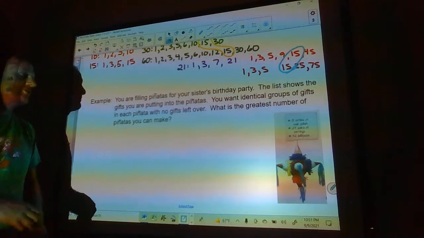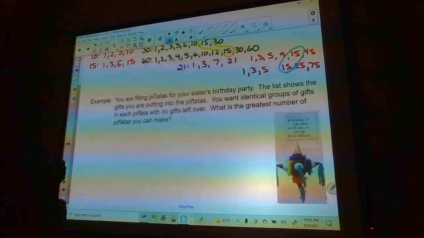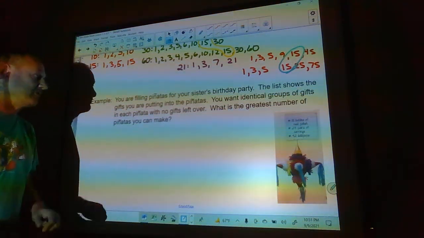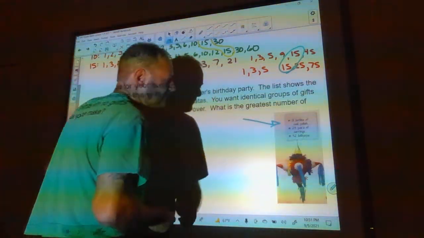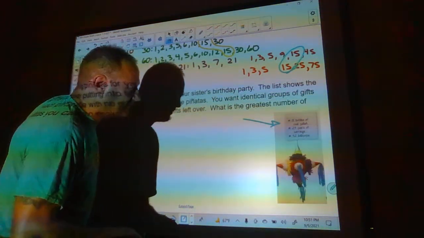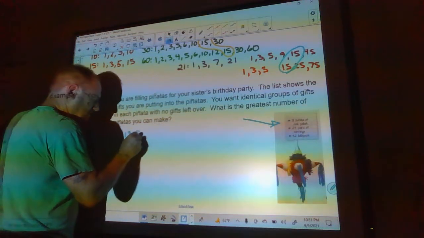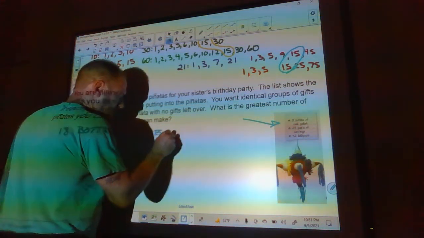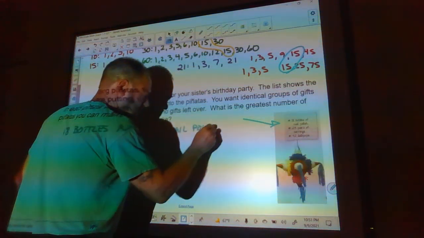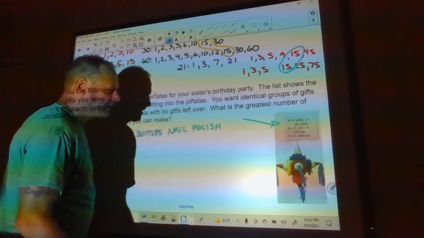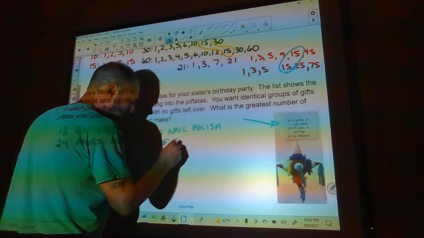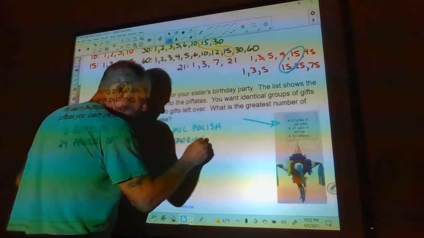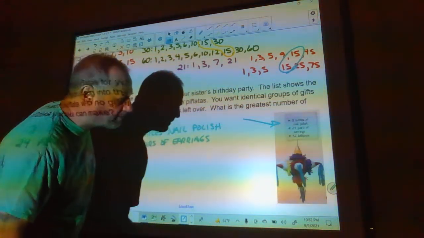Okay, you're filling piñatas for your sister's birthday party. The list shows the gifts you're putting in the piñatas. You want identical groups of gifts in each piñata with no gifts left over. What is the greatest number of piñatas you can make? So if you look at the picture over here, it's a little bit hard to read on here, but you got 18 bottles of nail polish. 24 pairs of earrings. And 42 lollipops.